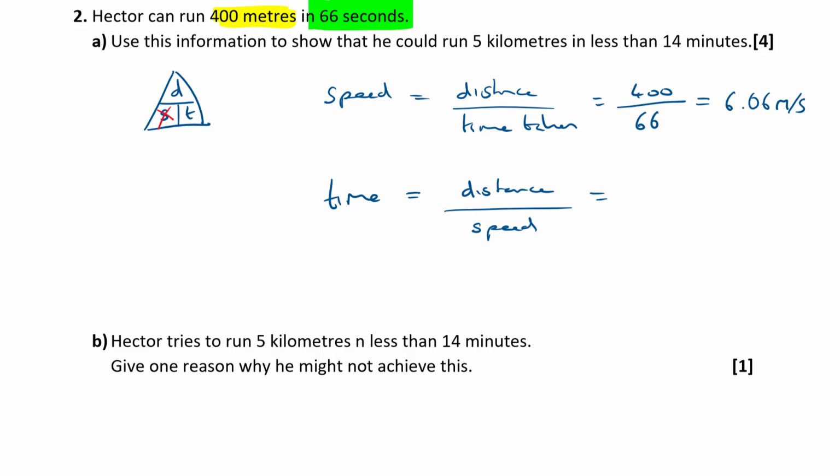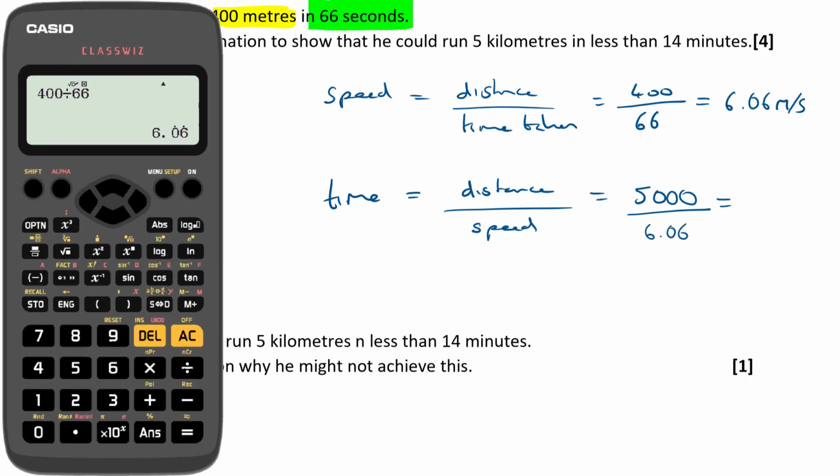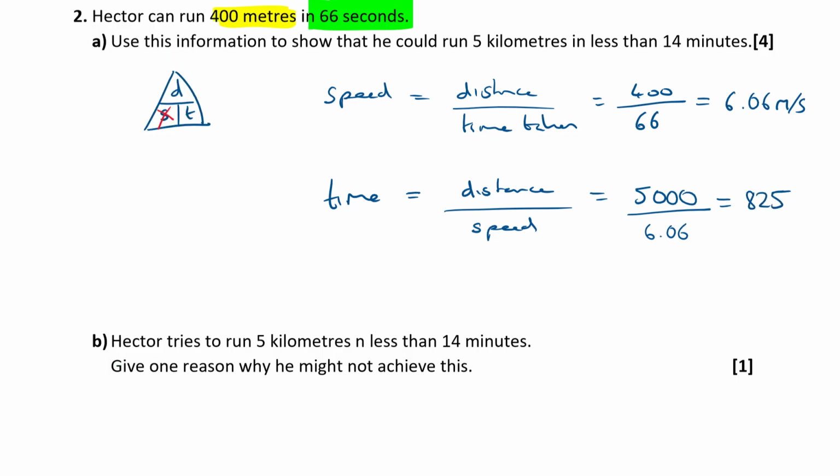Okay, so now the distance is 5 kilometers. My speed though is in meters per second, so I'm going to convert that 5 kilometers to 5,000 meters and then divide it by 6.06. What's that going to give me? Well, I've still got the last calculated value as the answer. I'm going to use the full calculated value by using the answer key. So 5,000 divided by answer, that's giving me 825. What unit is that going to be in? I had meters and I divided it by meters per second, so that is going to be seconds.